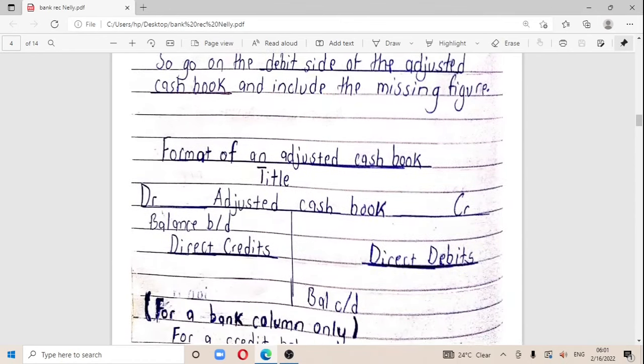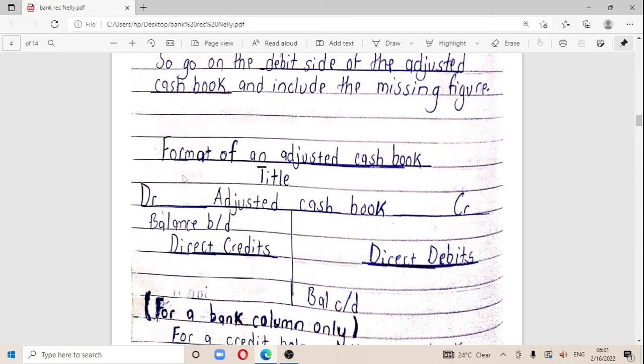So having known that, there's a short format here of an adjusted cash book. It can have a title. You can say Mary's adjusted cash book. You draft it like this. The title can earn you a mark. Then we get to have the debit side and the credit side.